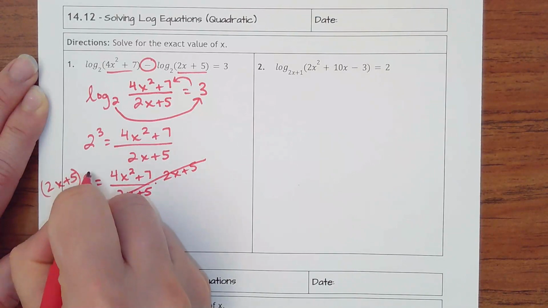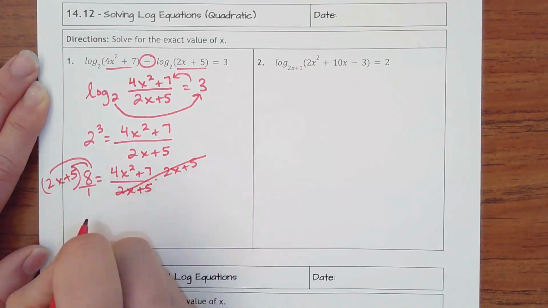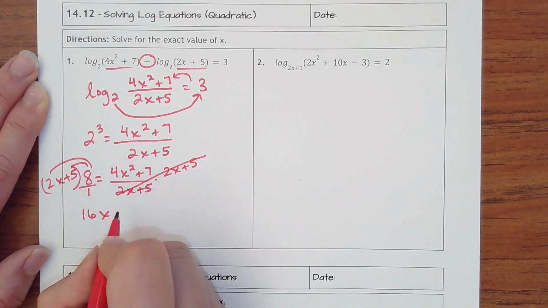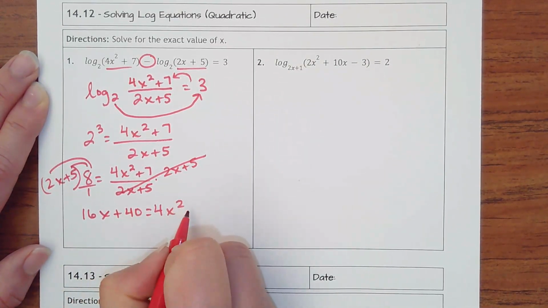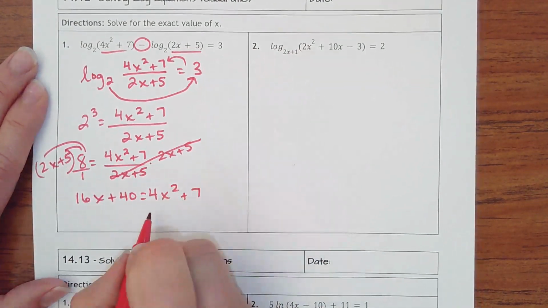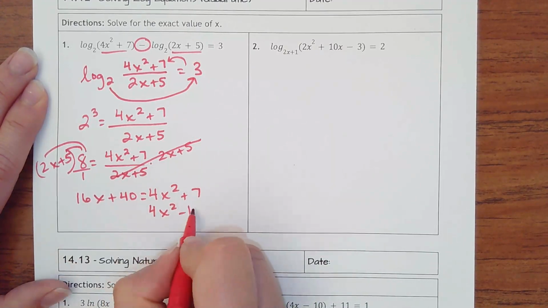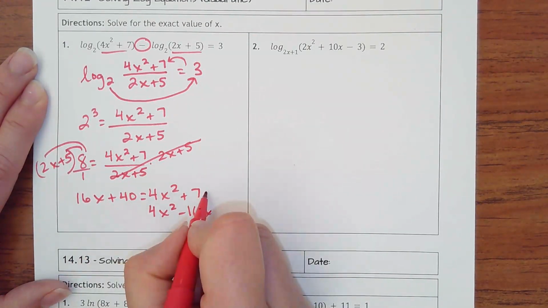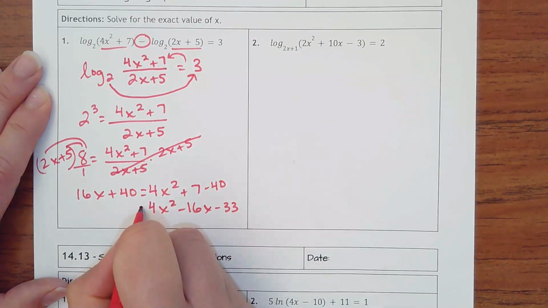But now this 8 has to distribute to both parts. So I'd get 8 times 2x is 16x, and 8 times 5 is 40. What I've now created is a quadratic equation because I see x squared. That's where I want to get it set equal to 0. So I'm going to subtract the 16x over, subtract 40. So 7 minus 40 would be negative 33.